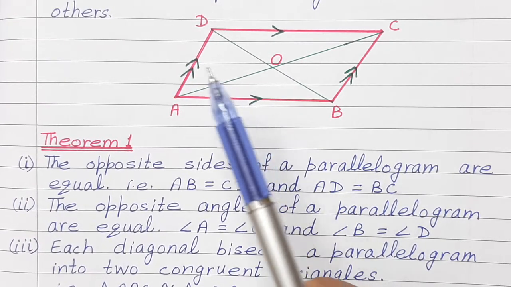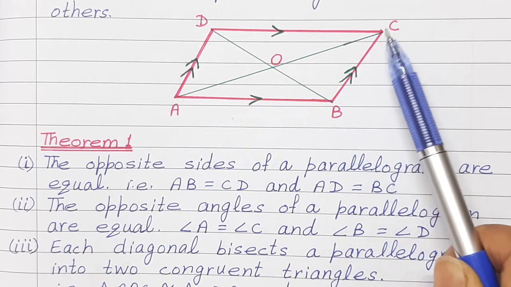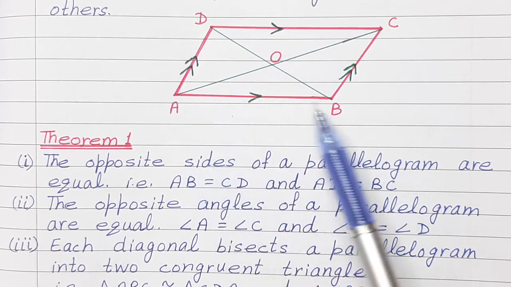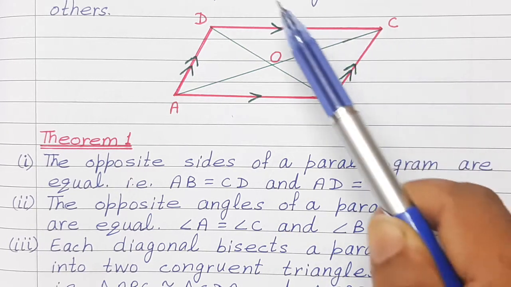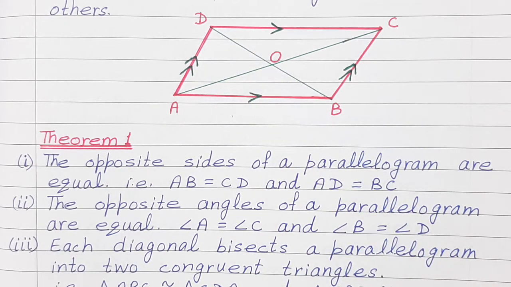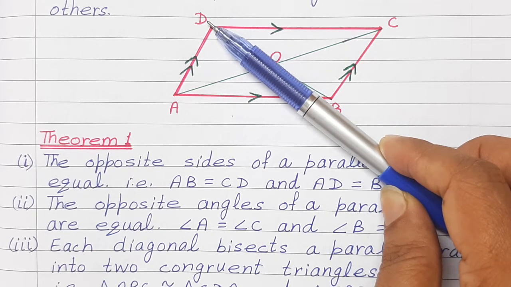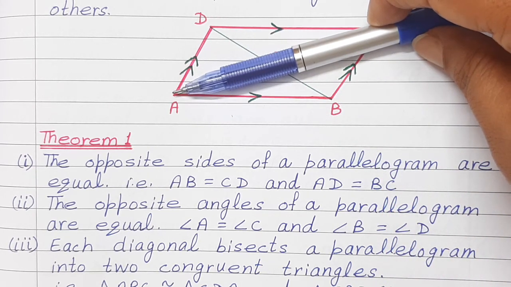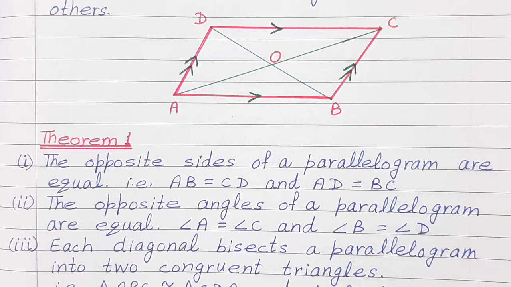That is, triangle ABC is congruent to triangle CDA. Similarly, triangle ABD is congruent to triangle CBD. Right? So BD is dividing the parallelogram into two equal triangles. Right? And similarly, AC is dividing the parallelogram into two triangles which are congruent to each other. I hope it is clear to everyone.